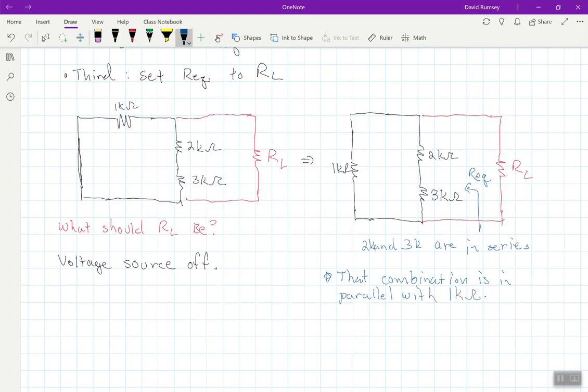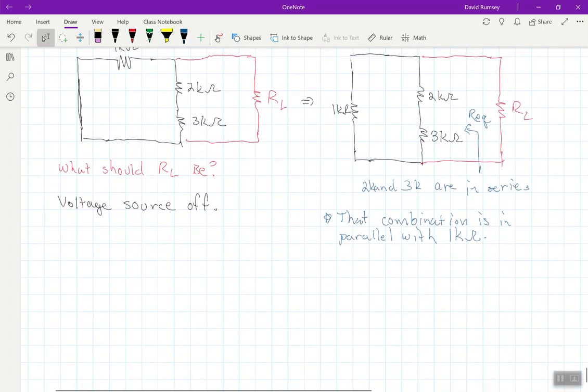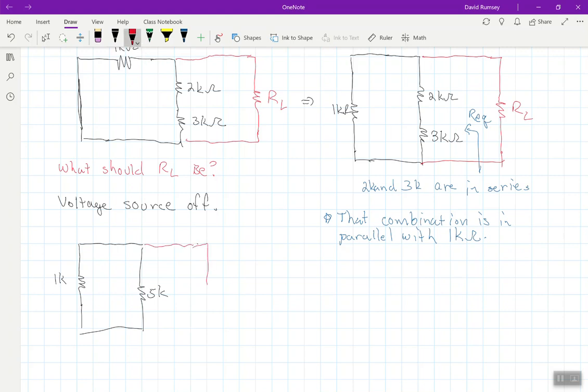Because again, if we just think about it here, clearly the 2 and 3 are in series. Hopefully we all agree with that. So if I do the 2 and 3 in series, of course we get 5K for that. So you'd have 1K here, and then 5K here. And then again here, this is being attached to a load. So clearly, just from this picture, this 1K and 5K are in parallel. And so that's what my REQ would be.